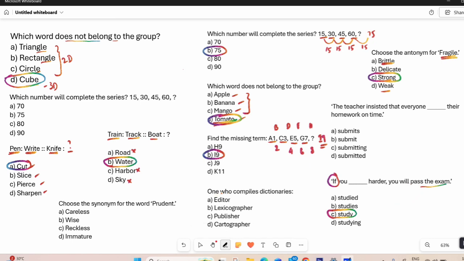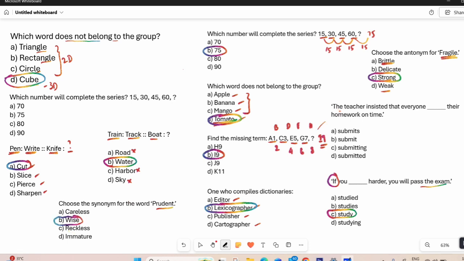Okay, next thing is, one who compiles dictionaries: editor, lexicographer, publisher and cartographer. So the lexicographer is the correct answer. Choose the synonym of the word prudent. So the correct answer is option B, wise.